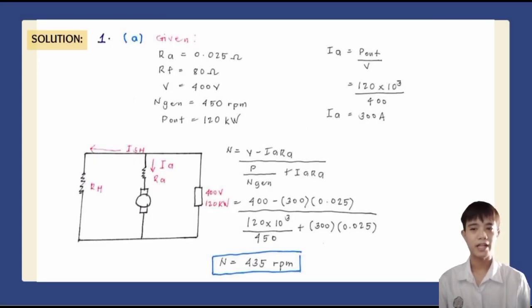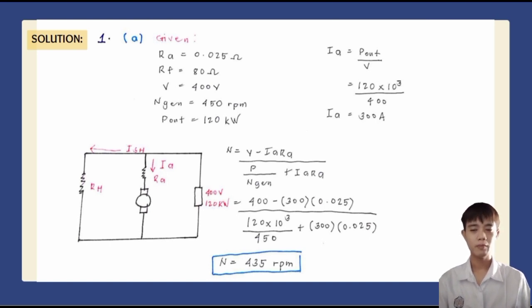So first, let's calculate the armature current when the machine is delivering 120 kilowatts as a generator. So the armature current is equal to P out over V, which is equal to 120 times 10 raised to 3 over 400. That results to 300 amperes.